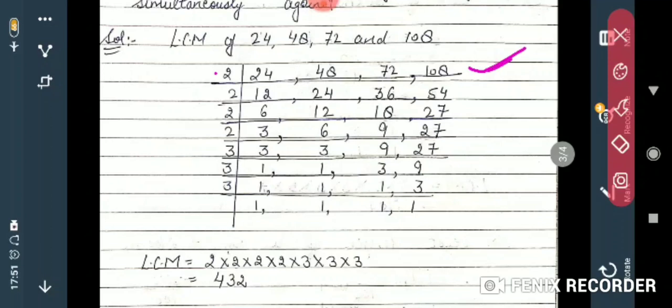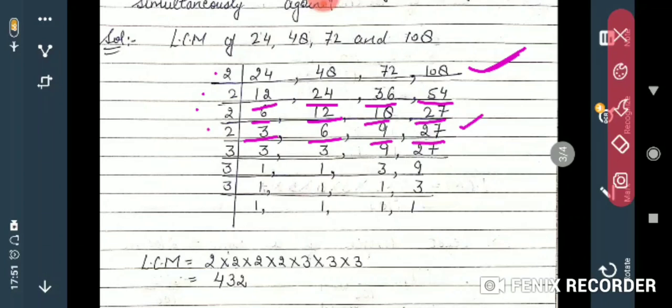Just see all the numbers are divisible by 2. So 2 ones are 2, 2 twos are 4, 2 twos are 4, 2 fours are 8, then 2 threes are 6, 2 sixes are 12, then 2 fives are 10 and 2 fours are 8. Again 2 sixes are 12, 2 ones are 2, 2 twos are 4, 2 eights are 16, 2 sevens are 14. Again 2 threes are 6, 2 sixes are 12, 2 nines are 18, 27 is not divisible by 2, so we will write it as it is.